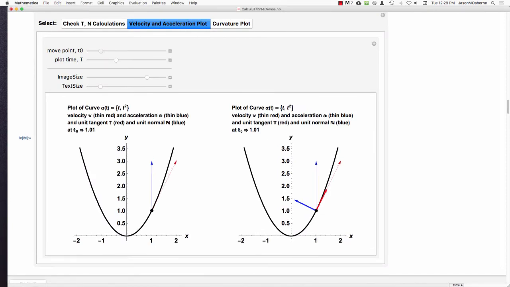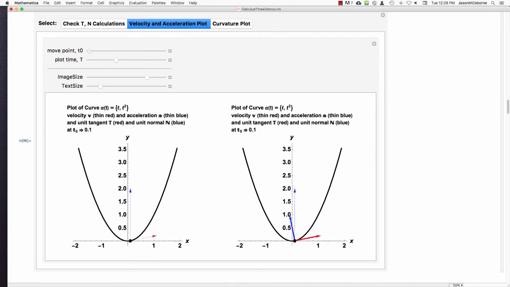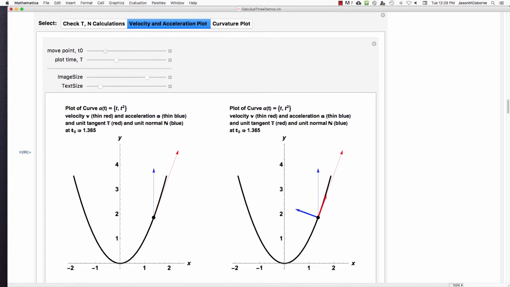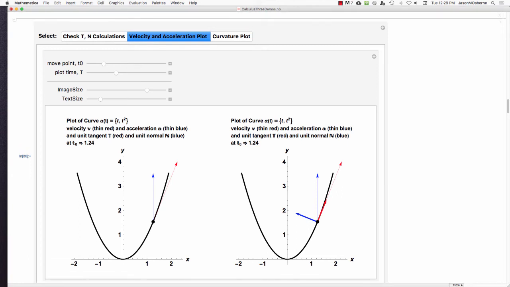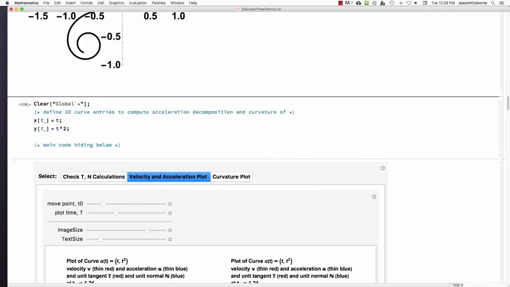Watch that no matter what time you pick, no matter where along the curve you are, the solid red vector and the solid blue vector always stay perpendicular to each other. That will be true no matter what curve you pick. So for the parabola, t and n look to be perpendicular to each other.